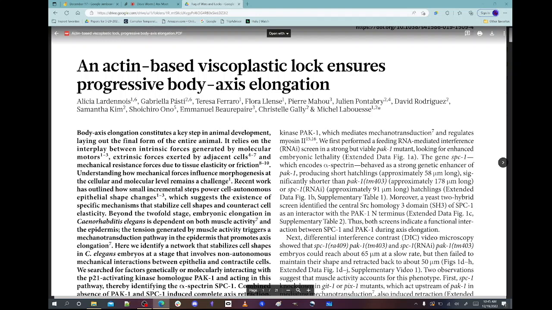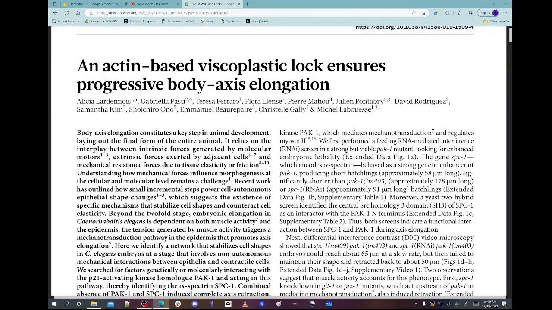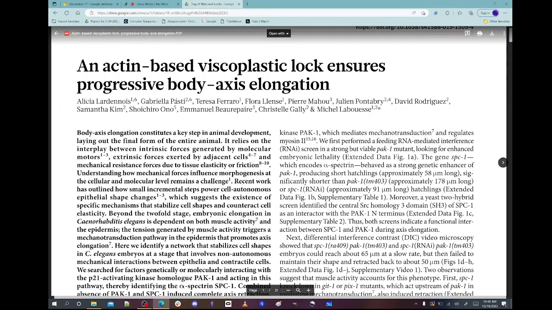So the abstract here reads: body axis elongation constitutes a key step in animal development, laying out the final form of the entire animal. It relies on the interplay between intrinsic forces generated by molecular motors, extrinsic forces exerted by adjacent cells, and mechanical resistance forces due to tissue elasticity or friction. Understanding how mechanical forces influence morphogenesis at the cellular and molecular level remains a challenge. Recent work has outlined how small incremental steps power cell autonomous epithelial shape changes, which suggests the existence of specific mechanisms that stabilize cell shape change and counteract cell elasticity.